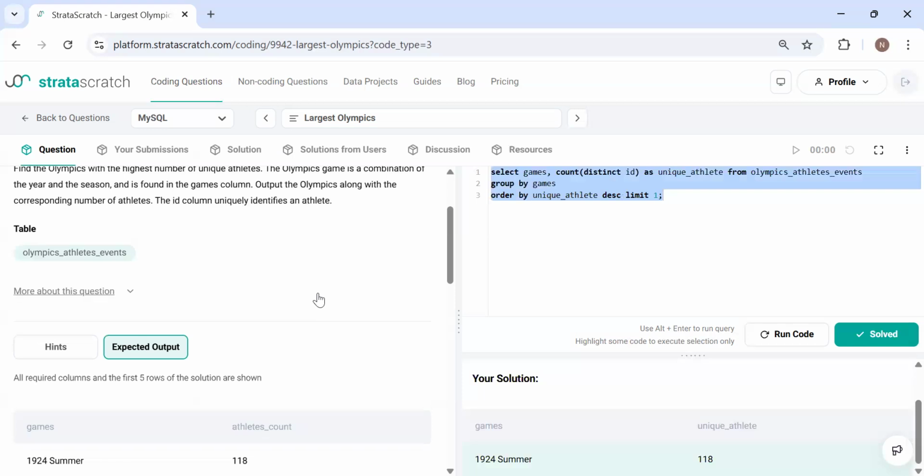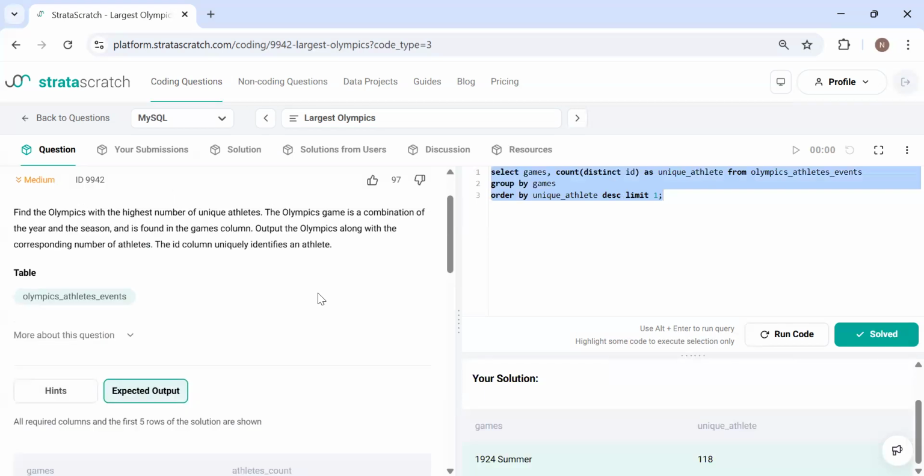It's a simple question. We have to find out for each Olympic how many players were there, and out of those we have to find the Olympic where the maximum number of athletes were present, and that is 1924 summer. So this is how we have solved this problem.